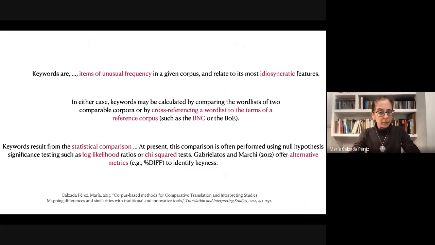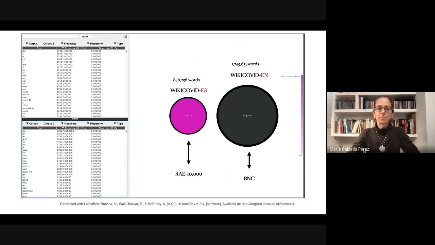How do you generate keywords? Well, you compare your corpus against another corpus of the same language. And you use some statistical metrics like log likelihood or chi-square or alternative metrics like log ratio. And I'm using them all here, but I won't go into this.